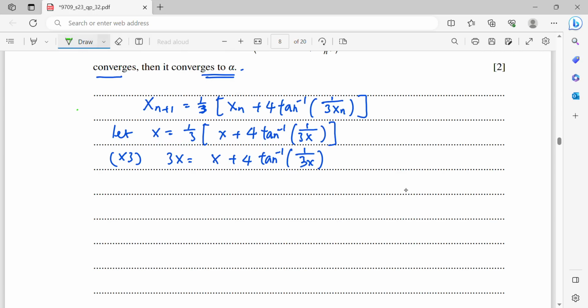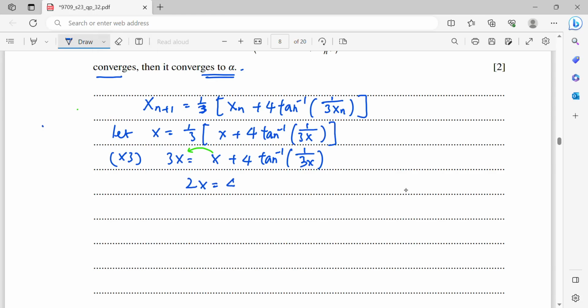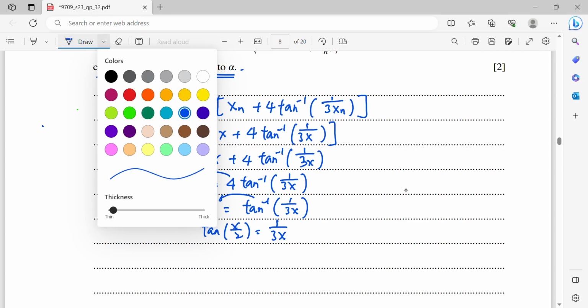Then this x on the right side will be moved to the left side. It becomes 2x. Then I will move the 4 to the other side, becomes divide. So here it will be x over 2, divide by 4, then it will be inverse tangent 1 over 3x. Then after that, this inverse tangent, I will move it to the other side, becomes tangent x over 2 equals 1 over 3x. And then now, I will just cross multiply.